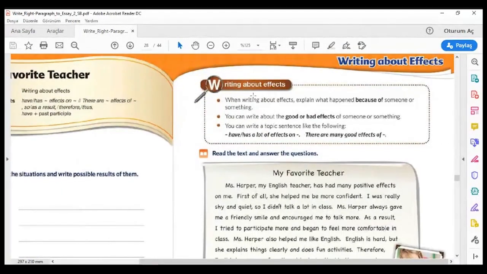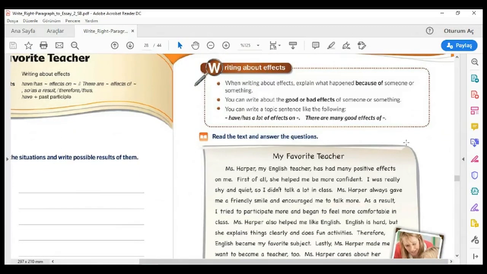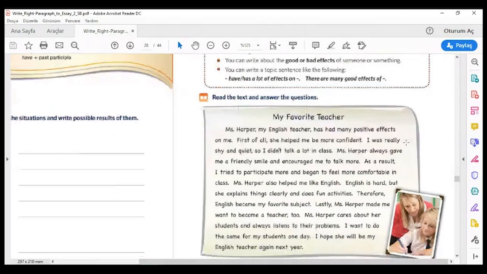So this is writing about effects. When writing about effects, explain what happened because of someone or something. You can write about the good or bad effects of someone or something. You can write a topic sentence like the following: "have or has a lot of effects on," or "there are many good effects of." So we're going to read a passage, or I will read the passage and you will follow.